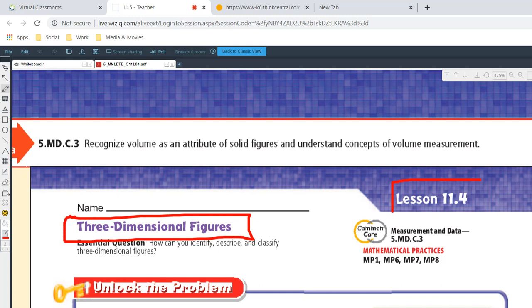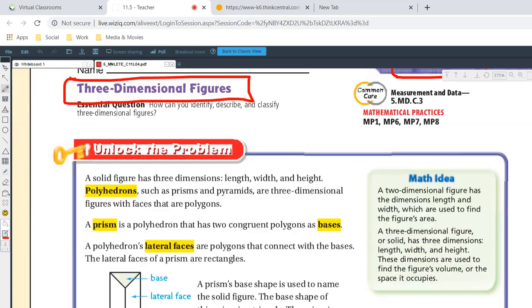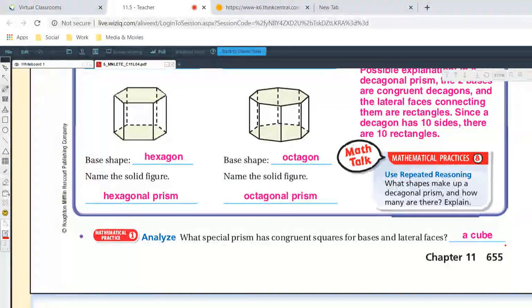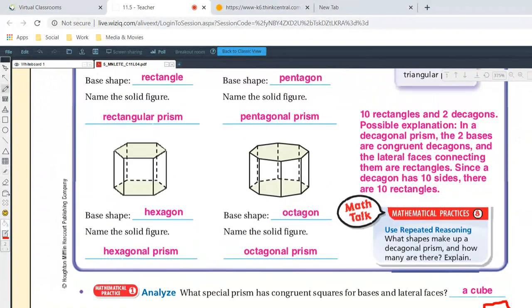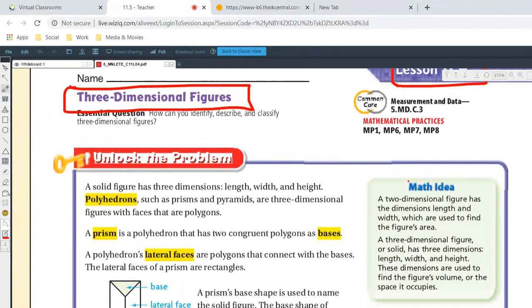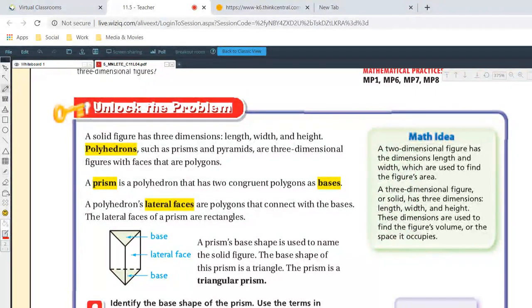Lesson 11.4, page 655. In our lesson today, we are going to look at figures called solid figures. A solid figure has three dimensions, which are length, width, and height. That's why we call them three-dimensional figures.